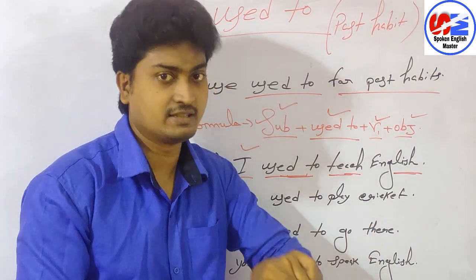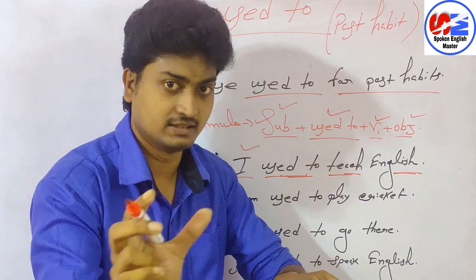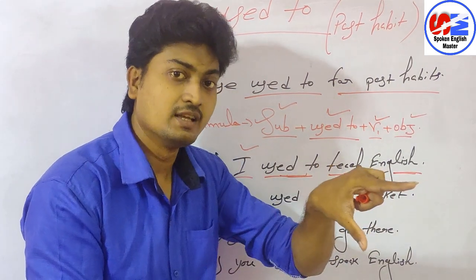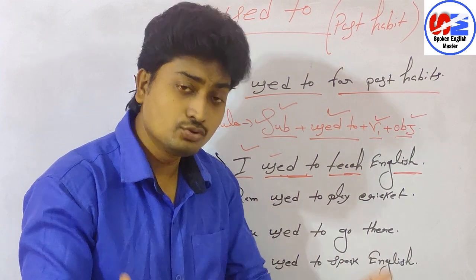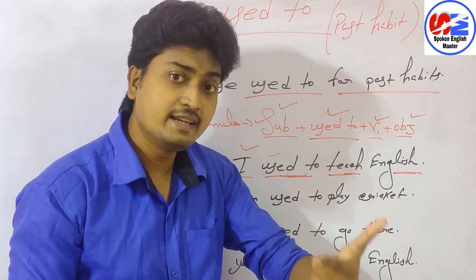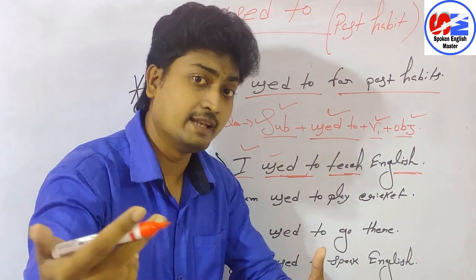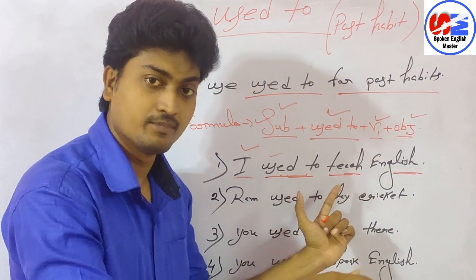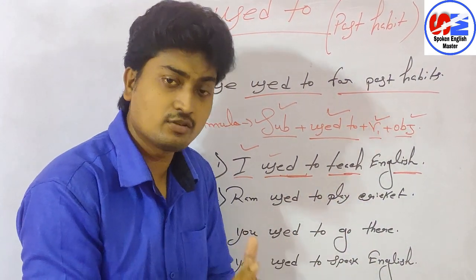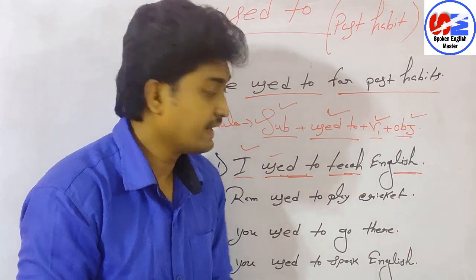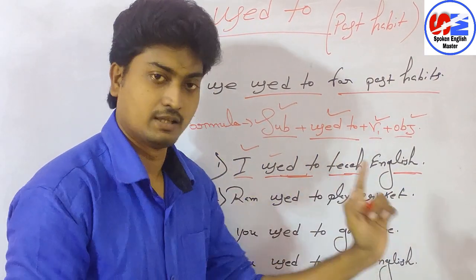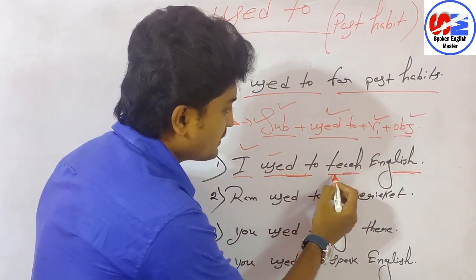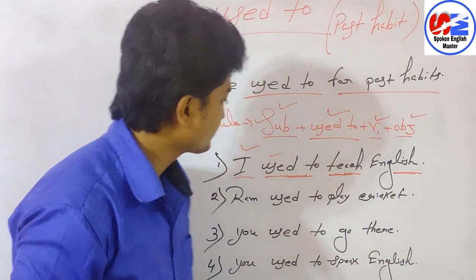ये मेरा एक हैबिट था. हैबिट का मतलब क्या है? आदत. ये एक मेरा आदत था कि क्या आदत था? इंग्लिश पढ़ाने का. I used to teach English. मैं इंग्लिश पढ़ाता था. कब? पहले. अभी नहीं, अभी हो गया है. Now I teach English or I don't teach, it does not matter. Here it is not mentioned. Earlier, पहले मैं इंग्लिश पढ़ाता था. Okay, so I used to teach English.